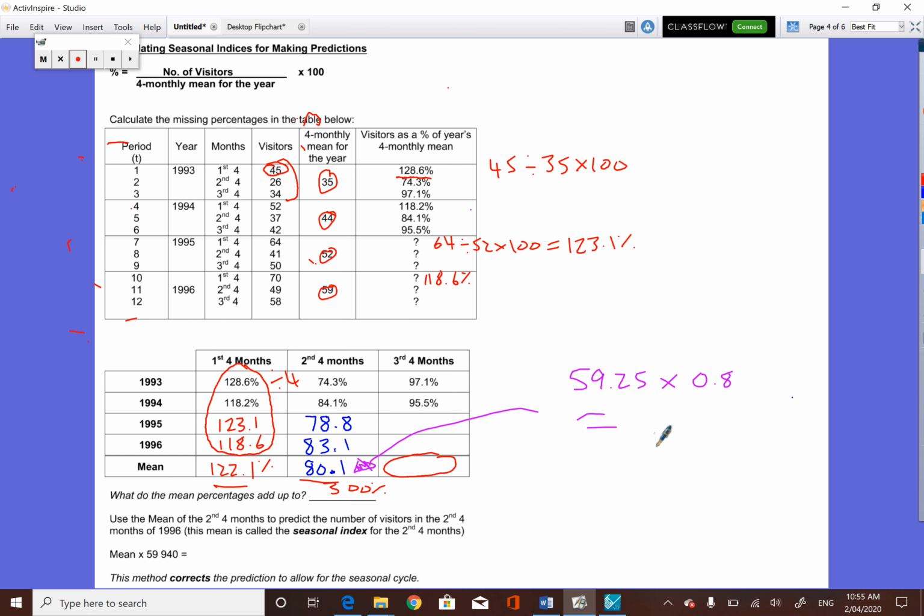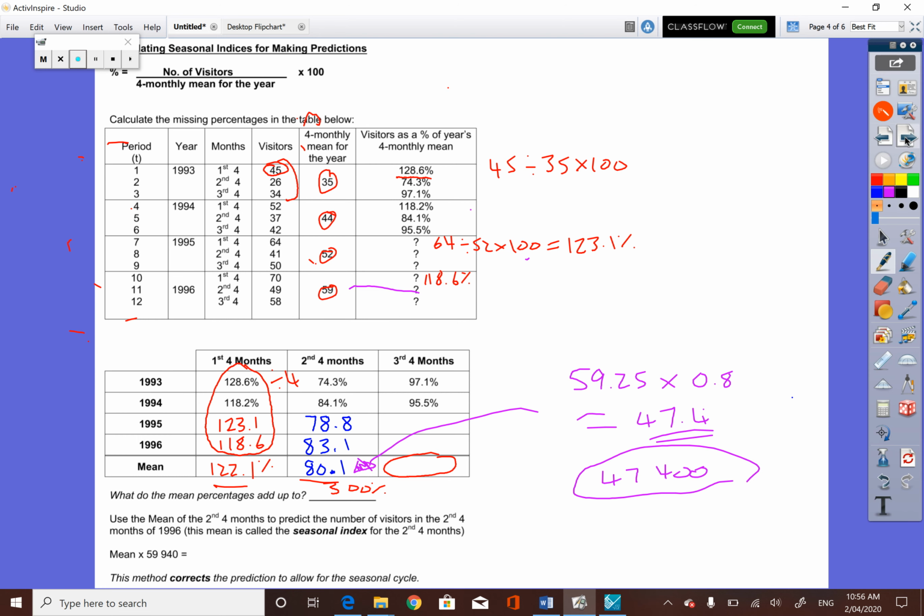If I do that on my calculator, I can go 59.25 times 0.8, and that will give us 47.4. Now this number here means there'll be 47,400 visitors expected for that period, and that number there is far more accurate because that has taken into consideration the fact that there will only be 80% of the yearly average in that particular month down there, okay, which would be here.